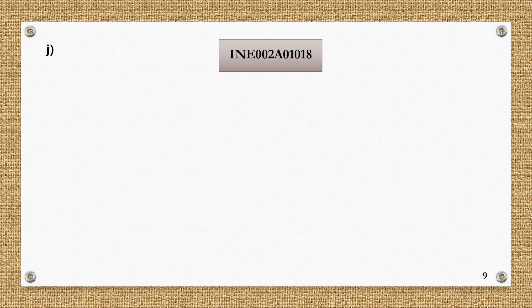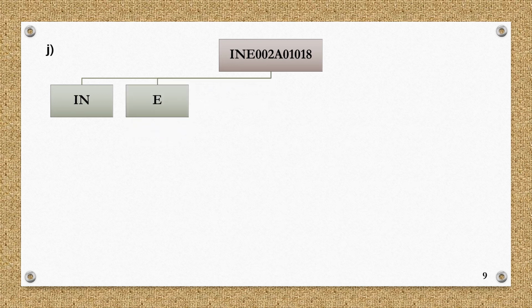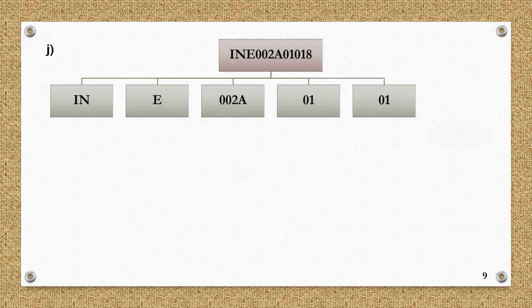Now let us see how ISIN decoding is done with the help of an example. You can see over here I have listed down a number, that is, the ISIN number INE002A01018. Now this number is divided into 6 different parts. The first being the first 2 digits, that is IN, next E, then the next part is 002A, next being 01, the next is 01, and lastly 8. Now let us understand each of them in detail.